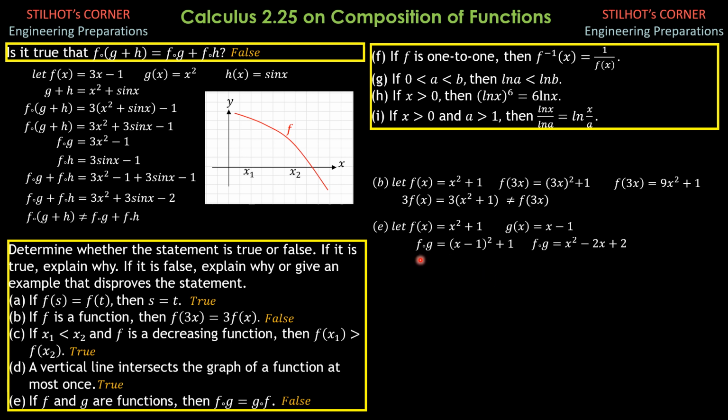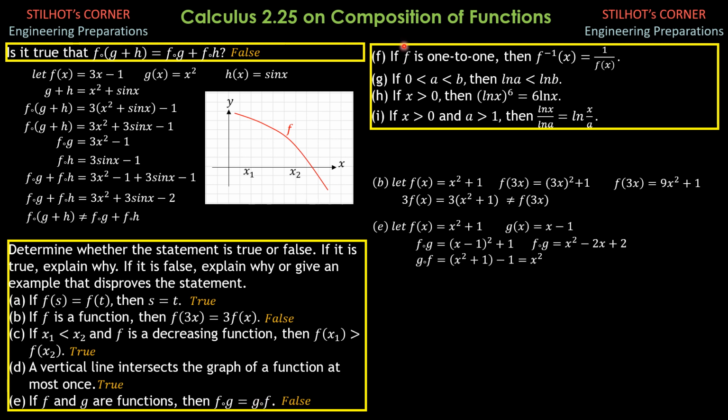Whereas g of f is x squared plus 1 minus 1, which is just x squared. So they are not equal. That proves that the statement is false.